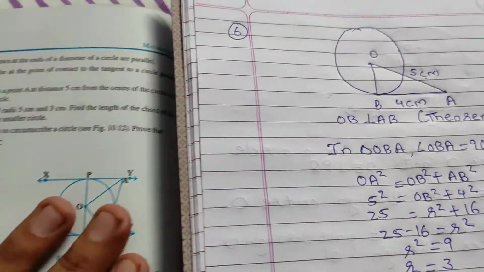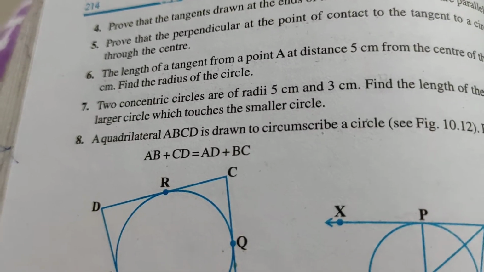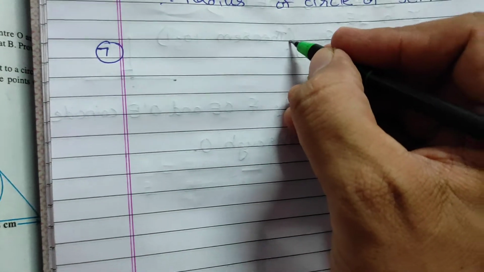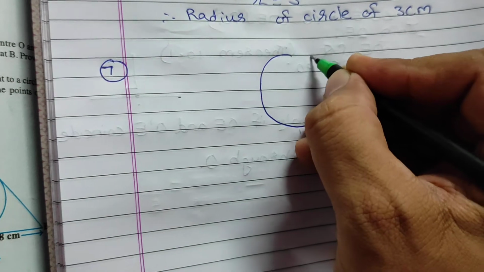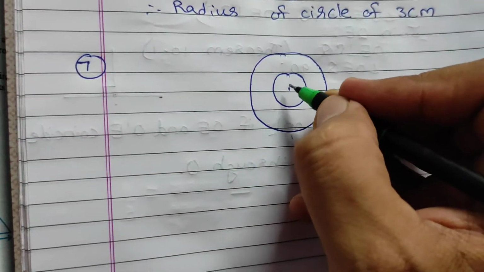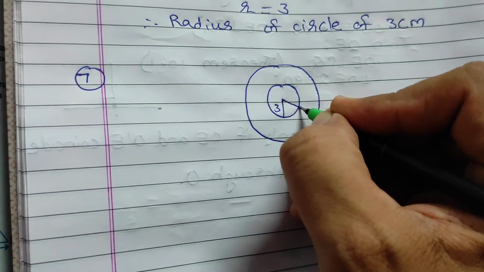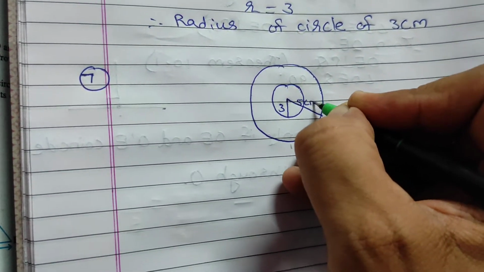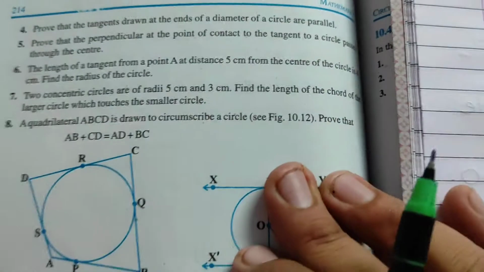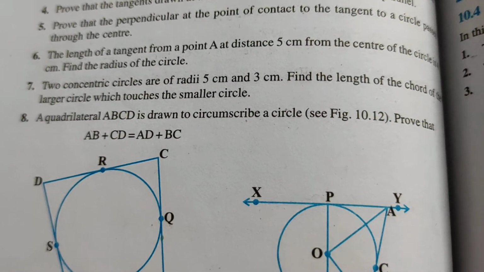Let's go further. Coming to yet another simple sum, sum number 7. Two concentric circles are of radius 5 centimeter and 3 centimeter. Students, remember concentric? Concentric means two circles having the same center. I repeat, two circles having the same center but different radius. So one has a radius of 3 centimeter and the next, bigger circle has a radius of 5 centimeter. Find the length of the chord of the larger circle which touches the smaller circle.